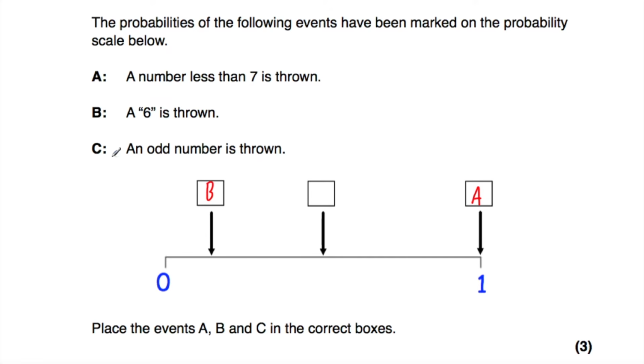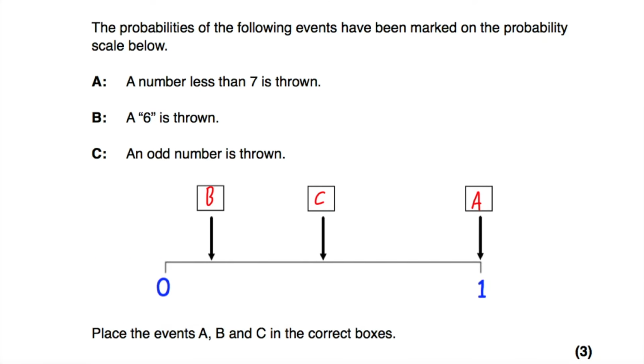Okay, and then we've got 1 more event and 1 more arrow. Let's just check this one's right. So here we're in the middle, so this is even chance. And event C is an odd number is thrown. Well, if you roll a dice, 3 of the numbers are even. They would be 2, 4 and 6, and 3 of them are odd, 1, 3 and 5. So that would be there. So yes, C would go there to get an even chance of happening. So you've got an even chance of rolling an odd number on a dice. And that's it.